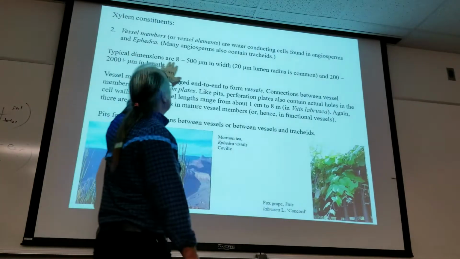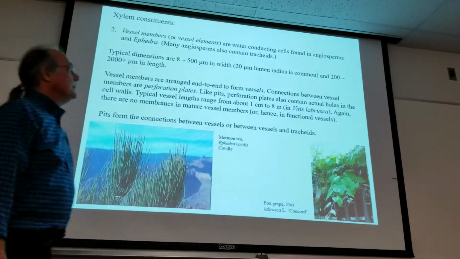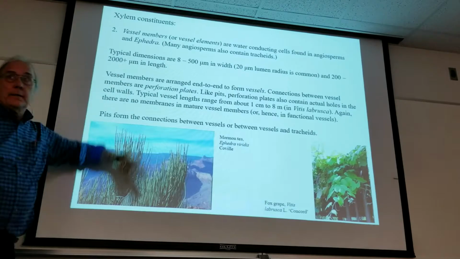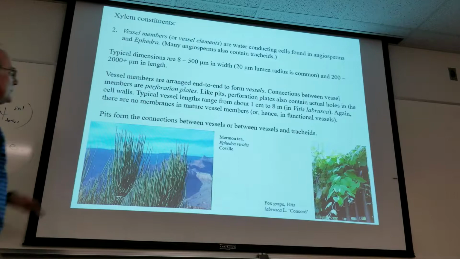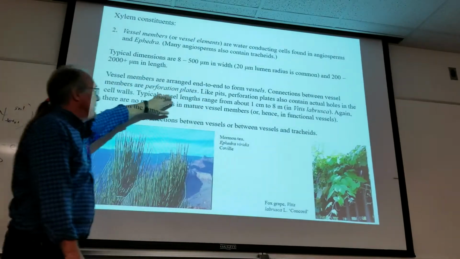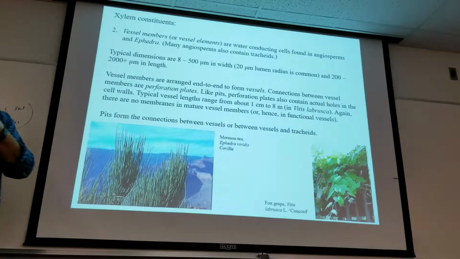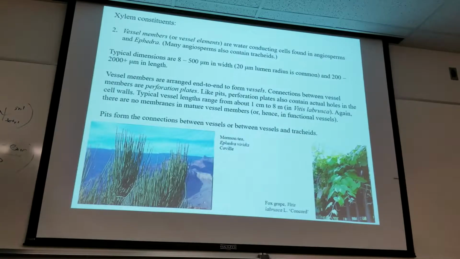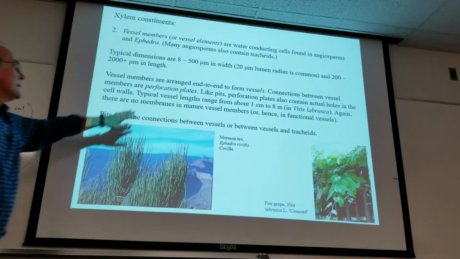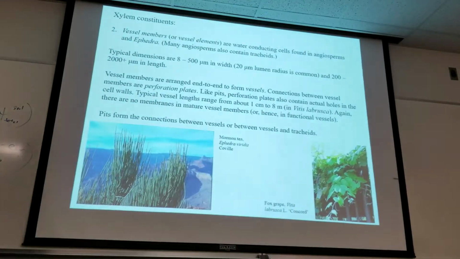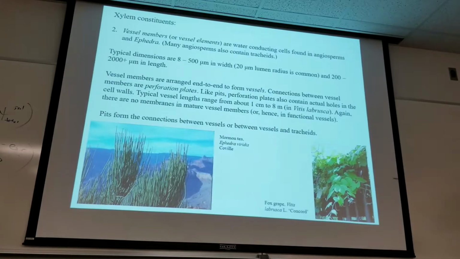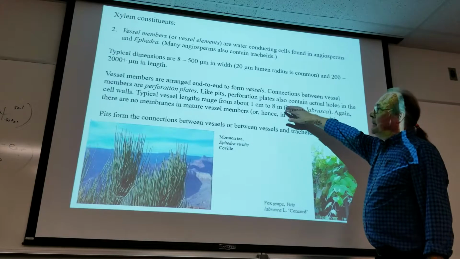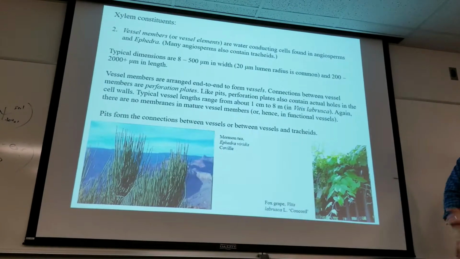Typical dimension of a vessel member: 8 to 500 microns in width, 200 to 2,000 microns in length. So, actually pretty big for a cell. They're arranged end to end to form vessels. The connections between the vessel members, the individual cells, are called perforation plates. And you'll see pictures of these. They're more or less big holes between the adjacent vessel members.